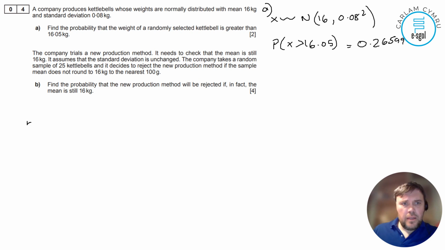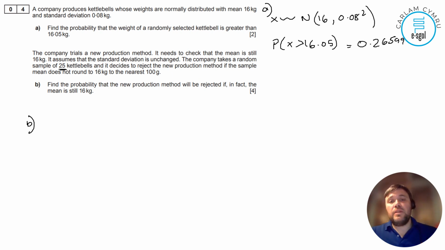Part B, it says the company trials a new production method. It needs to check that the mean is still 16 kilograms. It assumes that the standard deviation is unchanged. The company takes a random sample of 25 kettlebells. That's important, okay? The kettlebells, how many you've sort of done, or how many have been checked.